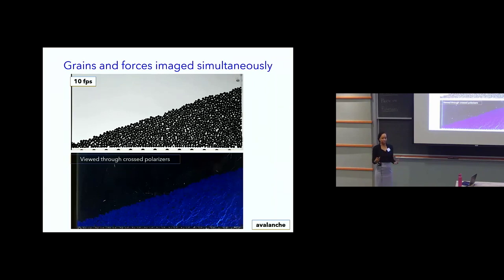So we run the experiment for about 2 to 3 hours, typically. For any given experiment, we have thousands of images that we can work with to give us a time evolution of the creep and failure that's occurring in our granular piles.